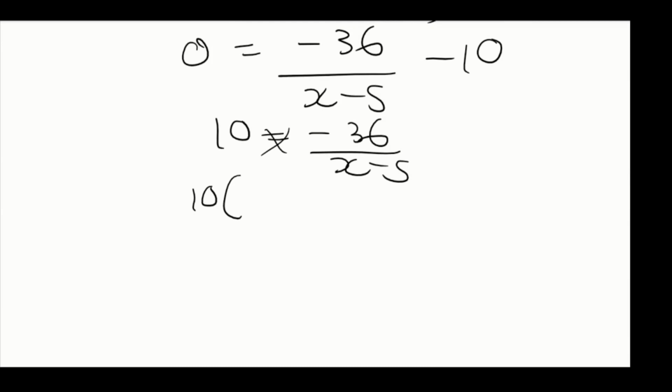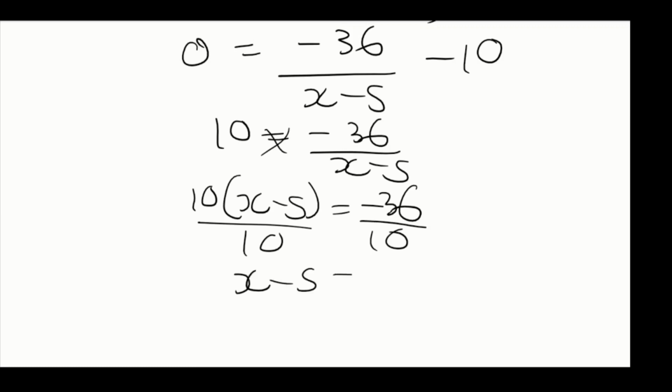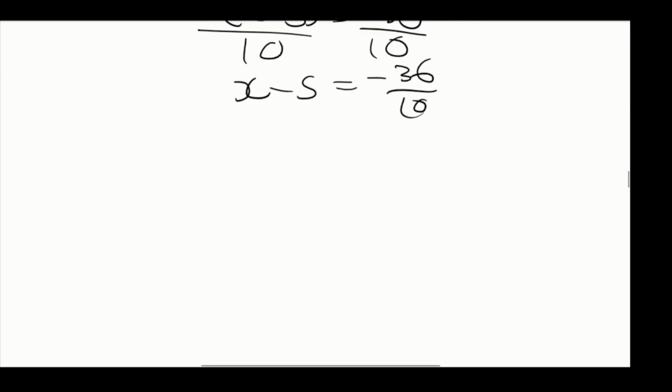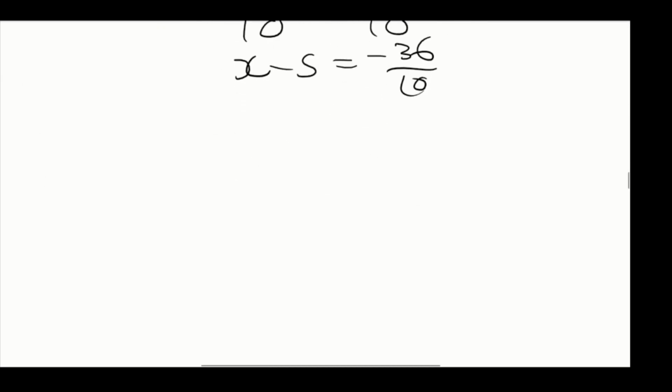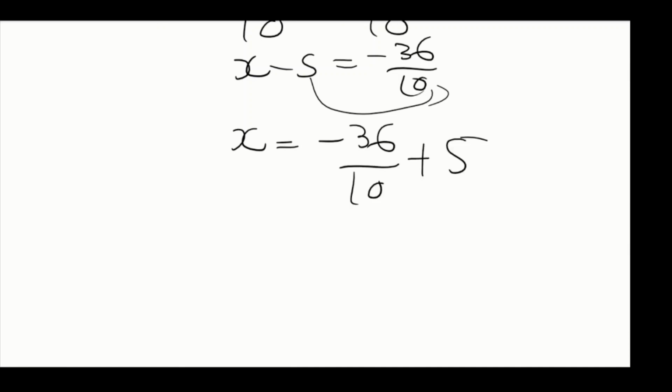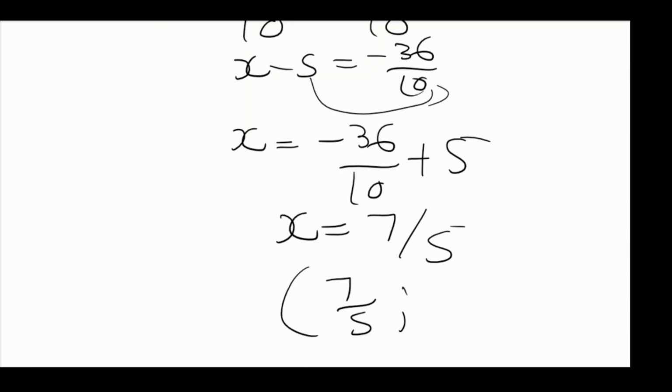I'm going to have 10 multiplied by x minus 5 equals minus 36, and then we divide by 10 on both sides. We have x minus 5 is equal to minus 36 over 10. And then we're going to transpose the 5 to the other side. We have x being equal to minus 36 over 10 plus 5. And the final answer is going to be 7 over 5. So this is the x-intercept of the function here. So it's going to be 7 over 5 and 0.